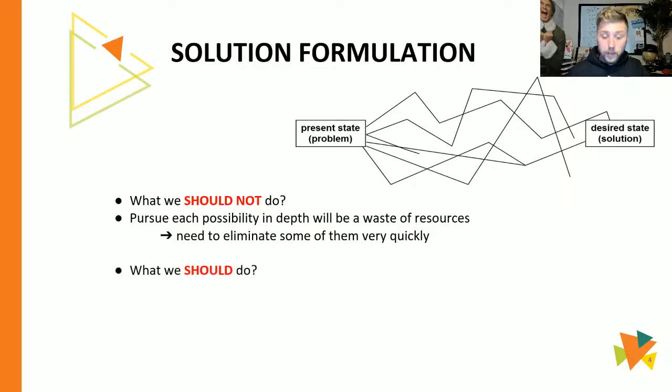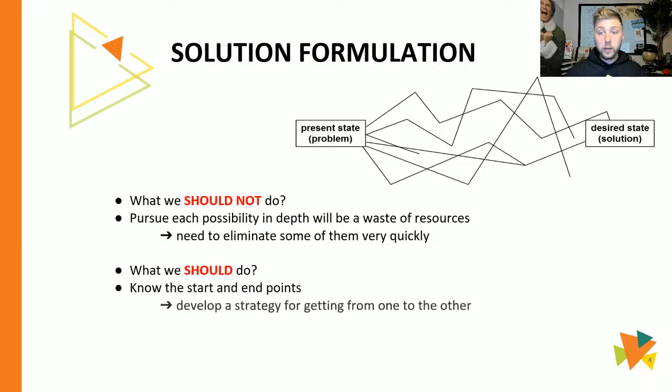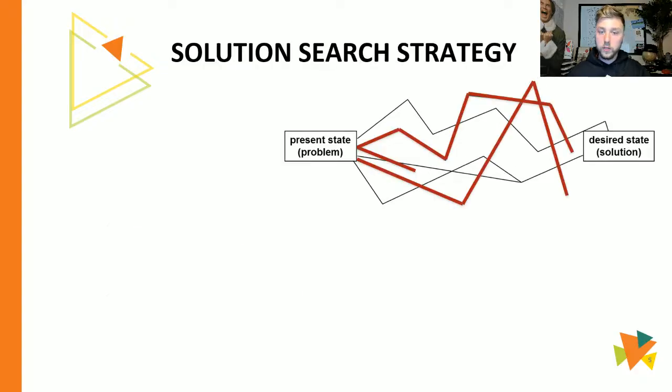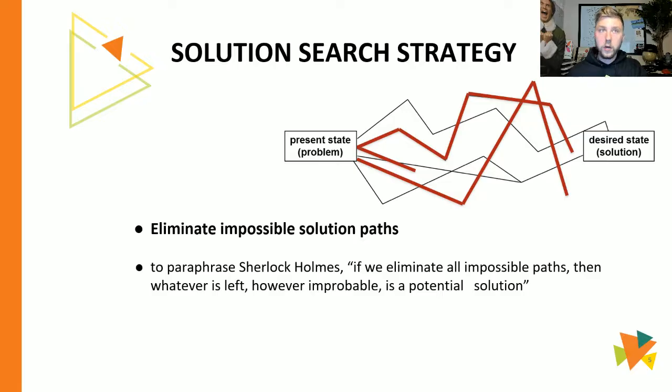So in that case, what should we do? We know that we have the start endpoint, which is the problem, and the final endpoint, which is the solution. So we want to develop a strategy for getting from the problem to the solution efficiently, and that's the goal here. So we see highlighted here are a few paths. Those are paths that don't end up at the desired state, which is the solution. Two of them get very close, and one of them gets cut off early. And so what do we do with these paths? We want to eliminate them. We want to eliminate all the paths that are impossible. And the question then becomes, how do we figure out these paths?